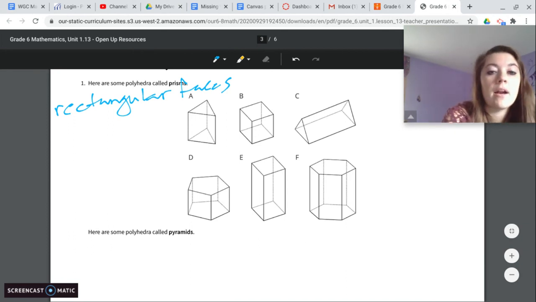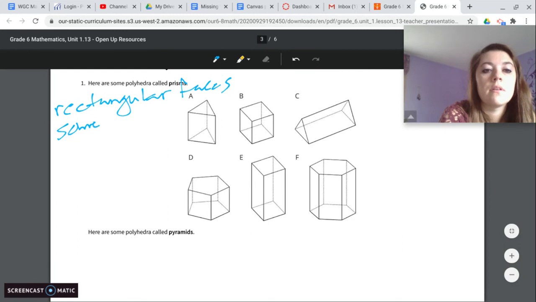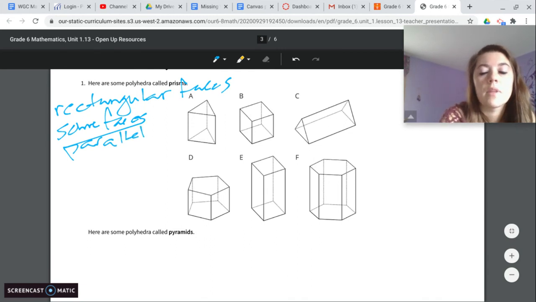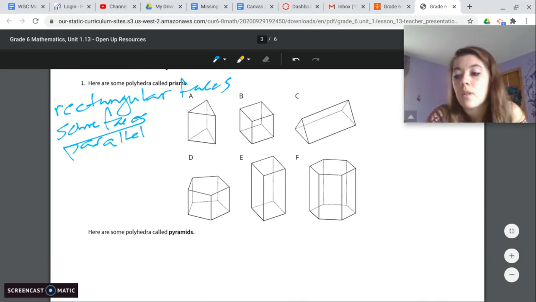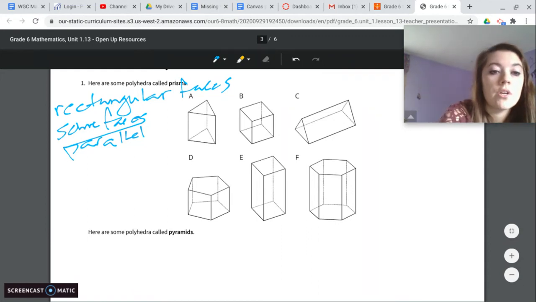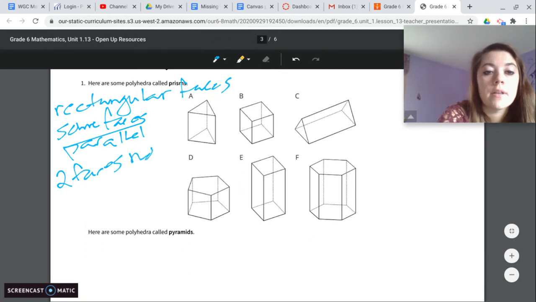Some faces are parallel to each other. The prism may have two faces that are not rectangles. So two faces, not rectangles. So that's a key thing.